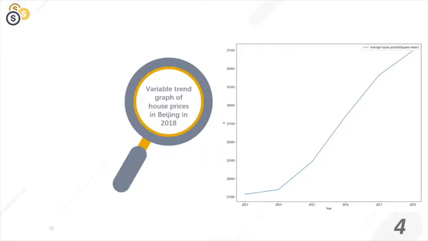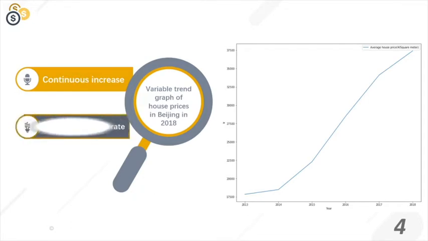This is a variable trend graph of house prices in Beijing in 2018. It has continuous increase, which means the demand for houses is still growing. We also see that there are changes in growth rate. This kind of change, which make house price increase steadily, can't be separated from the implementation of relevant government policies.